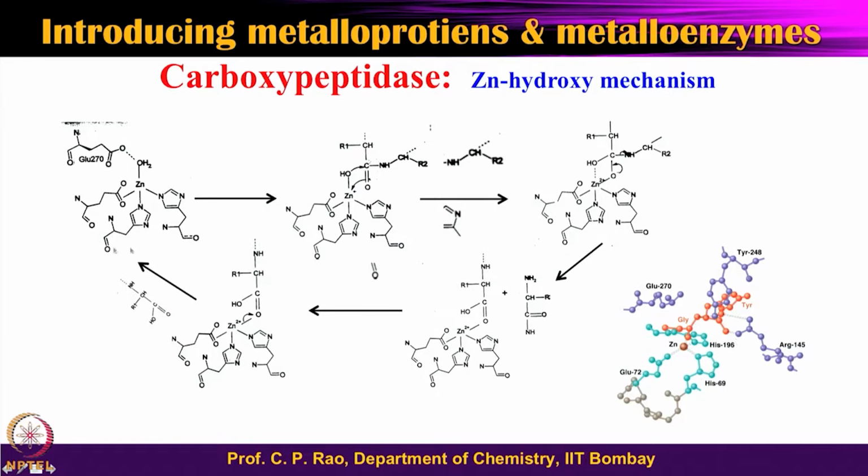Now, let us start from here. This is your free enzyme, the resting enzyme, and this water is activated by the glutamate, and then hydroxide is formed. This can be either the zinc bound water or the free water, it does not matter, and that will attack on this peptide and form an intermediate, which is the 4-membered intermediate, and this further undergoes rearrangement and then breaks this particular bond. And then when you add the water, the carboxyl terminal and the amino terminal will separate and then go back to this. So, I hope you understand the mechanism.